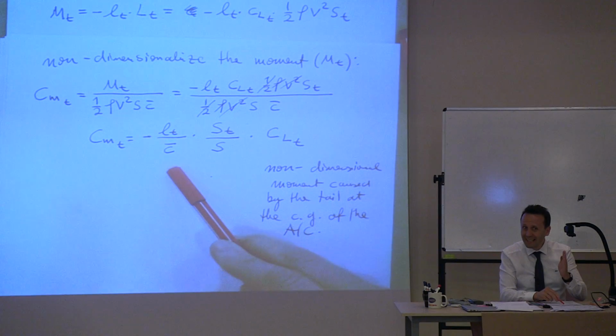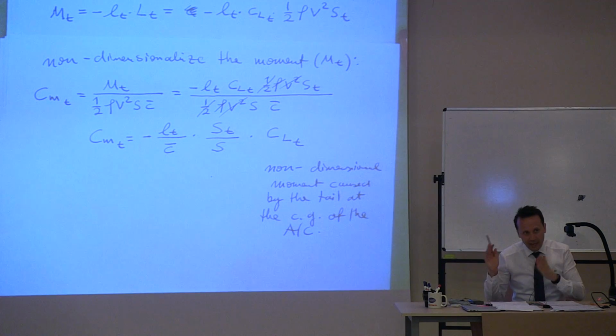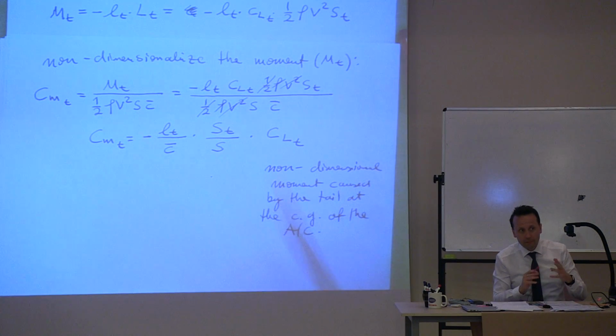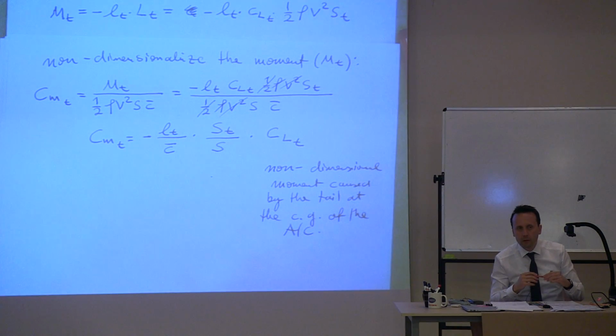C bar is the mean chord of the wing. ST, area of the tail. S, reference area of the wing. CLT is the lift coefficient of the tail. Okay?